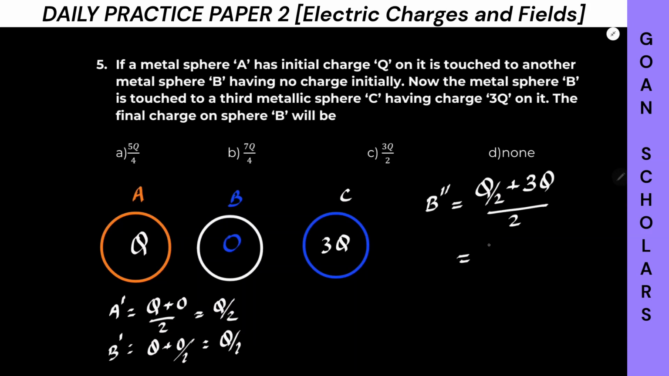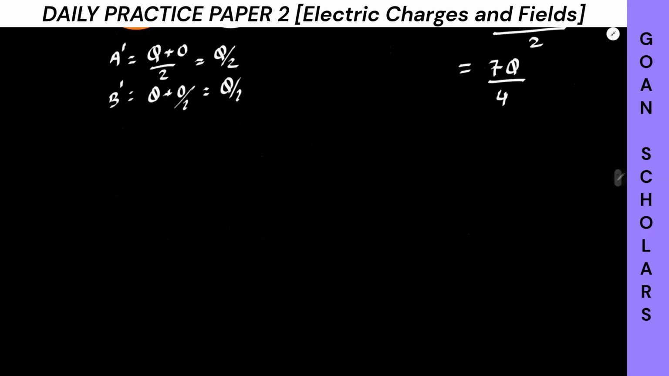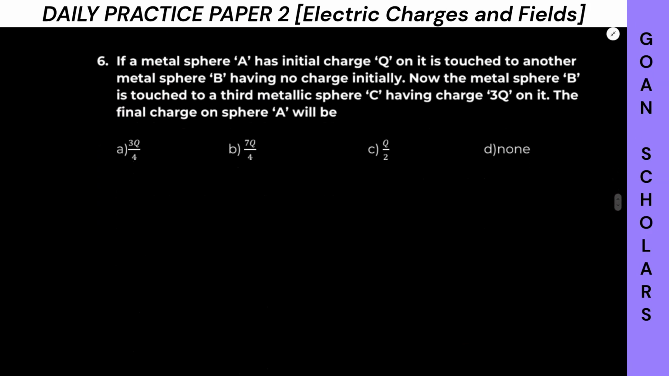So this will be (Q by 2 plus 3Q, that is 7Q by 2) whole divided by 2. That will make it 7Q by 4. So 7Q by 4 will be the final charge on B as well as C. Option B is the correct answer for the fifth one. Let's move to question number 6.